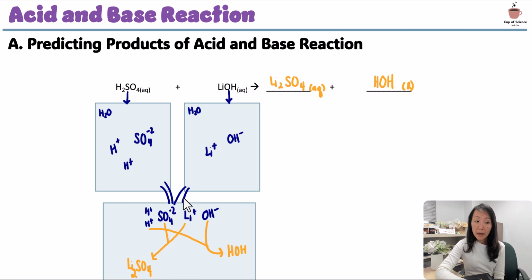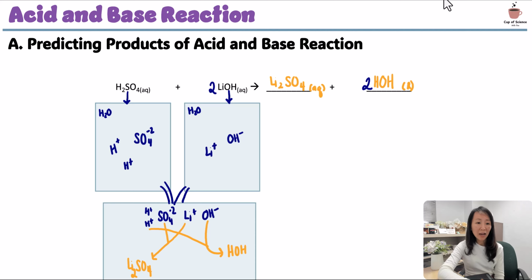Now we're almost there. This looks like we have predicted it, right? We got water and lithium sulfate. But the one other thing you need to do here is balance the equation. You see 2 lithium here, but only 1 lithium here, right? And you see 1 hydroxide here, and 1 hydroxide here. That's great, but there's 1 hydrogen, but there's 2 hydrogen. So you try balancing this equation and come back.